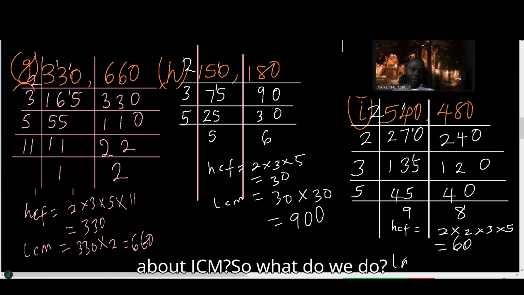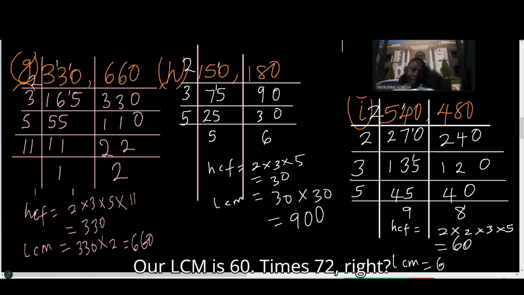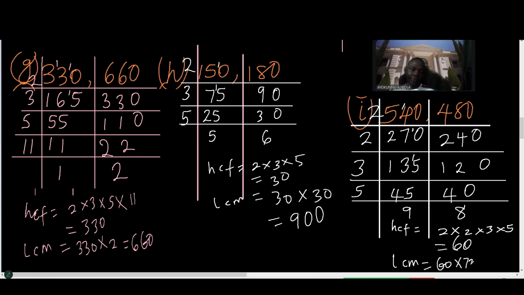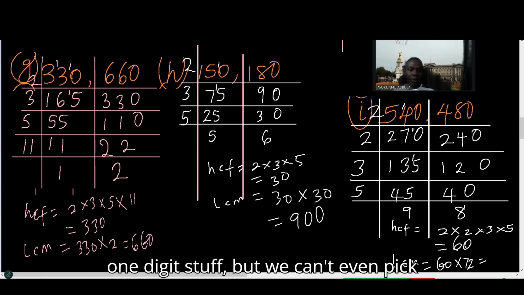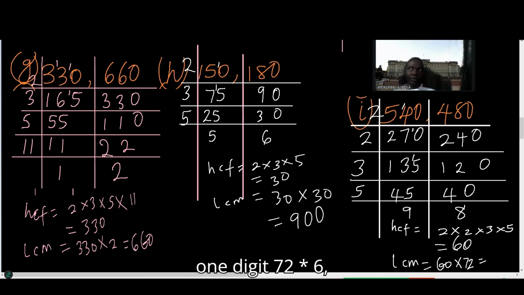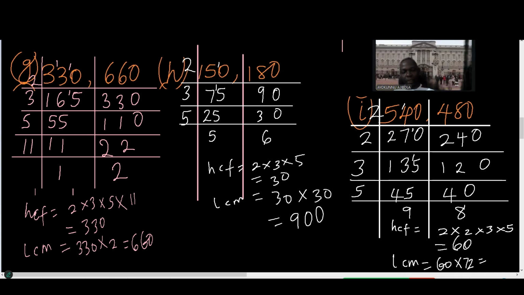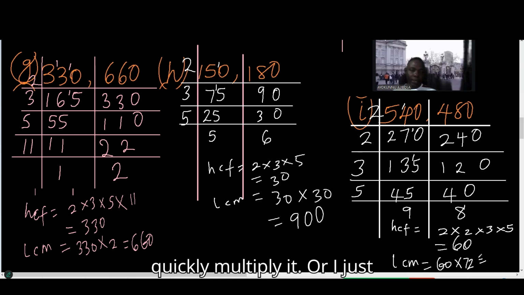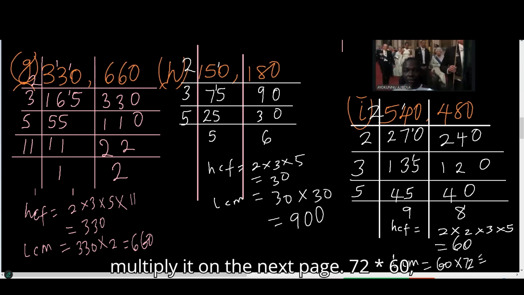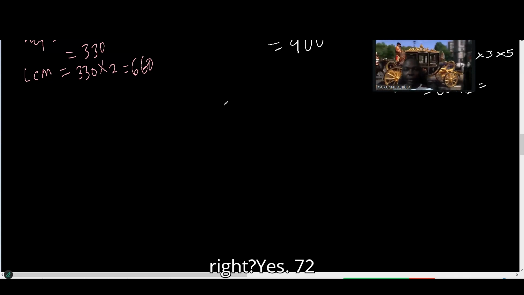Yes. Okay, what about LCM? So what do we do? Our LCM is 60 times 72, right? Yes. I wanted to say 360, but let me just quickly multiply it on the next page. 72 times 60, right? Yes.